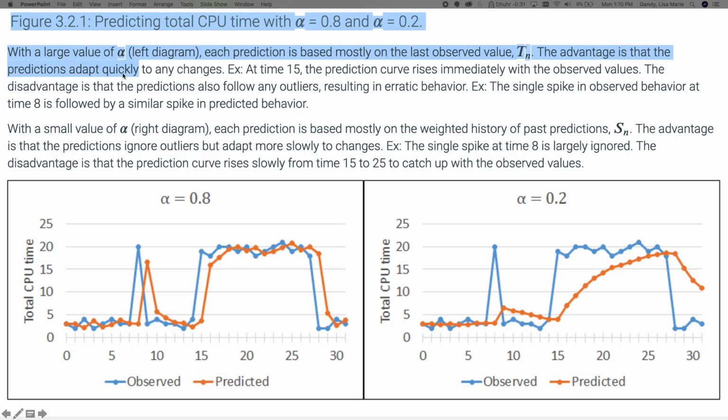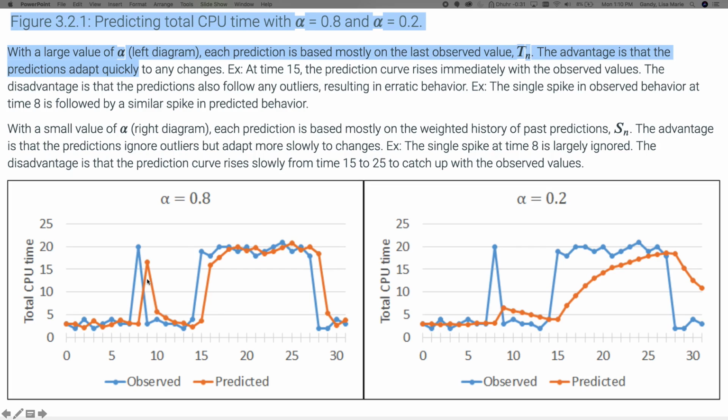The advantage is that the predictions adapt quickly to any changes. So if something changes in the operating system, your next prediction is going to be on target. It adapts quickly. The disadvantage is that the predictions also follow any outliers, resulting in erratic behavior. So this spike here at time 8 is followed by a spike in predicted behavior.